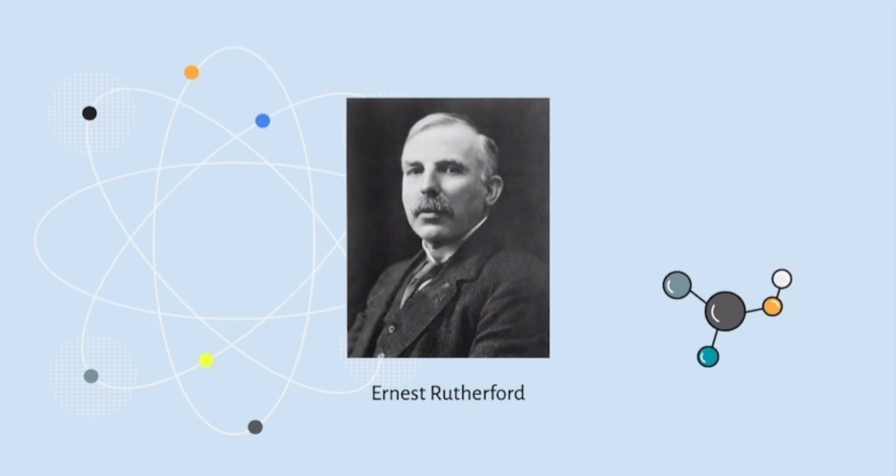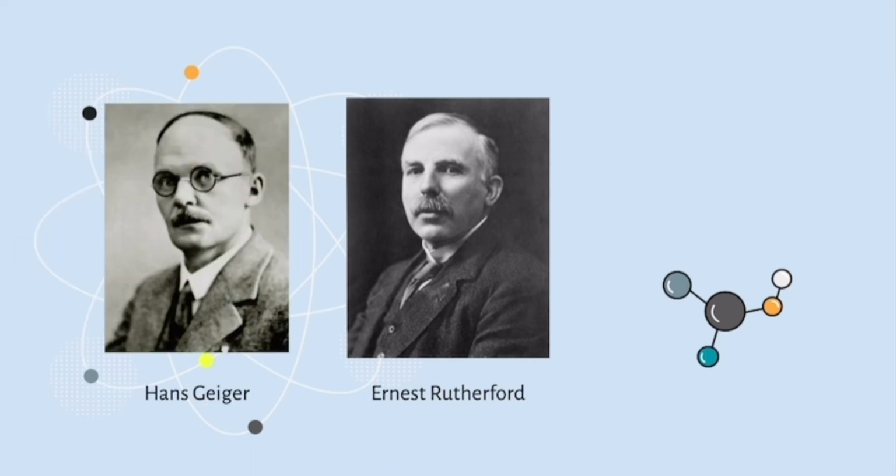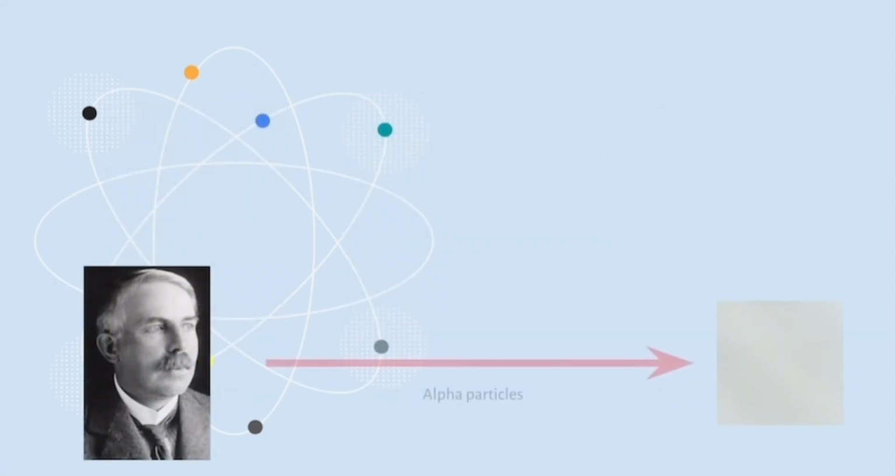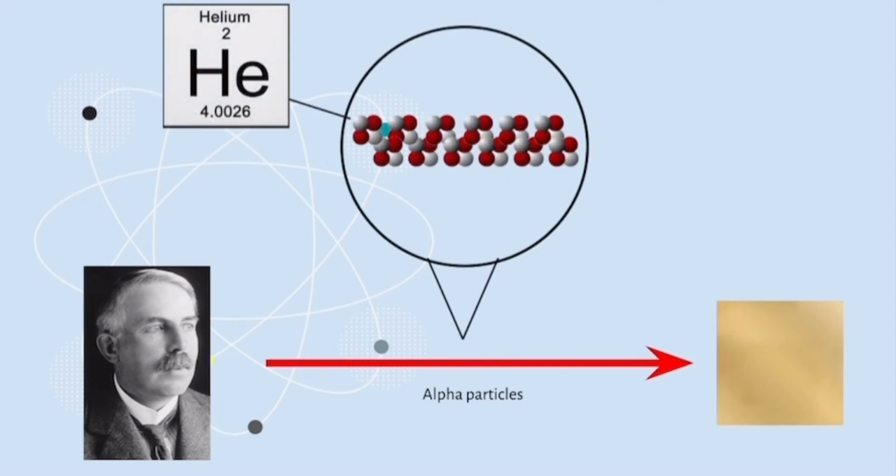Ernest Rutherford, a physicist from New Zealand, would perform his own experiments in 1909 with fellow physicist Hans Geiger and undergraduate Ernest Marsden. In his famous gold foil experiment, Rutherford fired a thin beam of alpha particles at a very thin sheet of pure gold. Alpha particles are the nuclei of helium, made up of 2 protons and 2 neutrons.